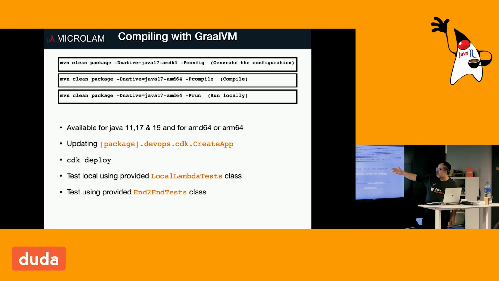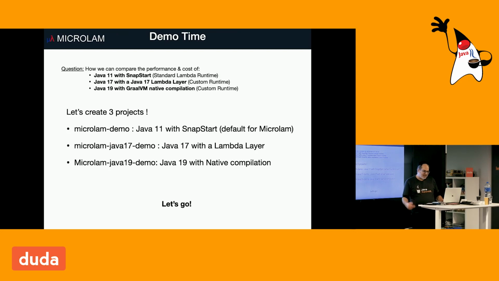It's available for all the Java versions, all the architectures. Again, you are modifying here. There are 3 lines to modify to specify that you want to use the compilation version. We'll see it. CDK deploy to deploy it. You have the possibility to test your local environment. You run locally, for example, with local Lambda tests. And when you have deployed completely to the cloud, you can use the end-to-end test. You also have, evidently, unit tests to test your Lambda without doing anything. Evidently, it's also in the default project. So let's try.